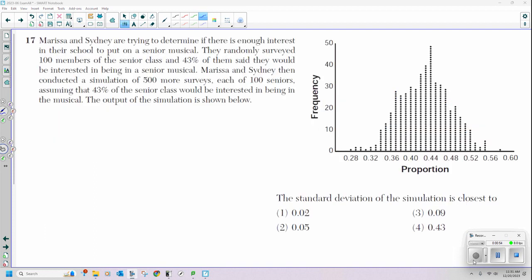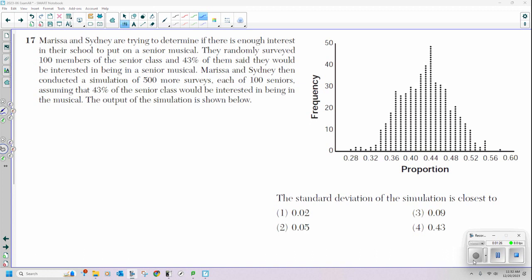Number 17. Marissa and Sydney are trying to determine if there is enough interest in their school to put on a senior musical. They randomly surveyed 100 members of their senior class, and 43% of them said they would be interested in being in a senior musical. Marissa and Sydney then conducted a simulation of 500 more surveys, each of 100 seniors, assuming that 43% of the senior class would be interested in being in the musical.